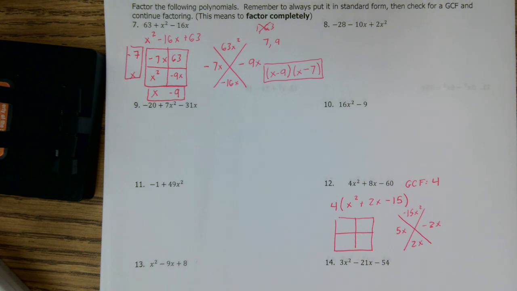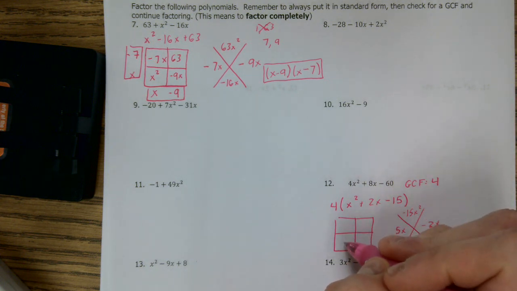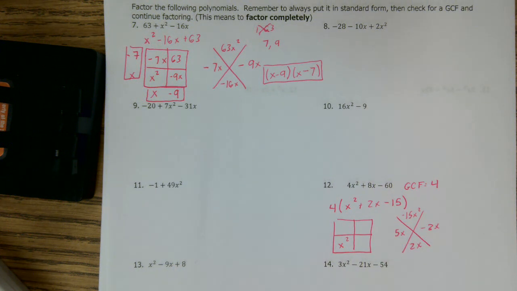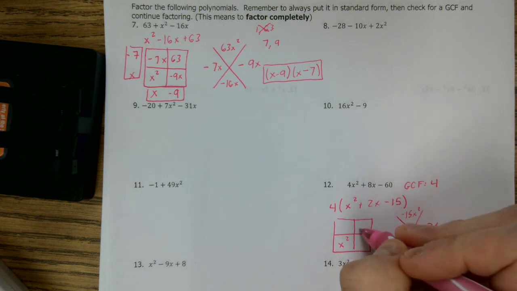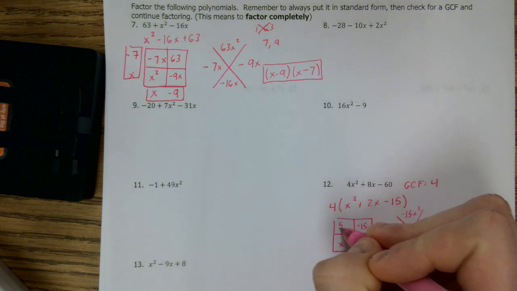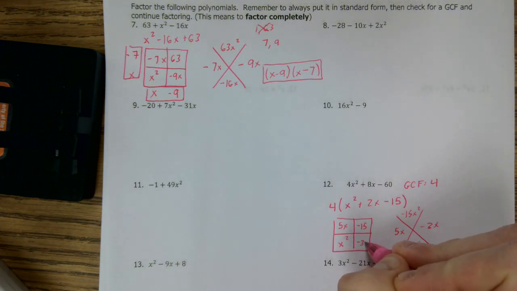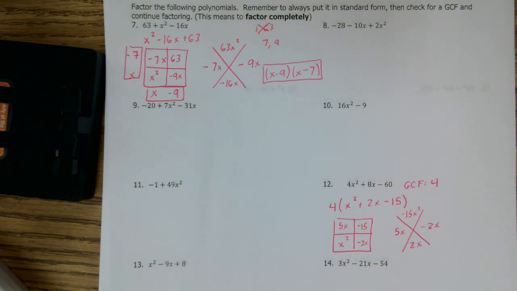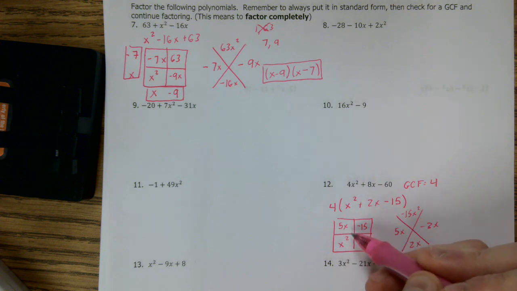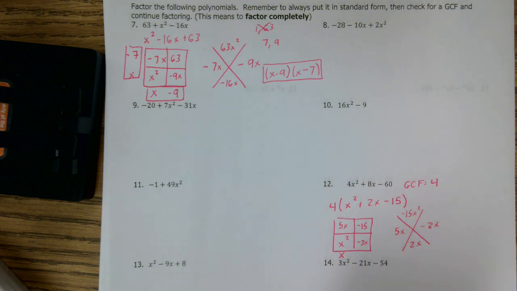So now what I'm going to do is put all of those values into my box. In this case, I have x squared, my negative 15, and my other two are 5x and negative 3x. And now I'm going to look for my greatest common factor so I can pull them out. In this case, 5x and x, if I'm looking down column 1, I can just pull out an x from that.